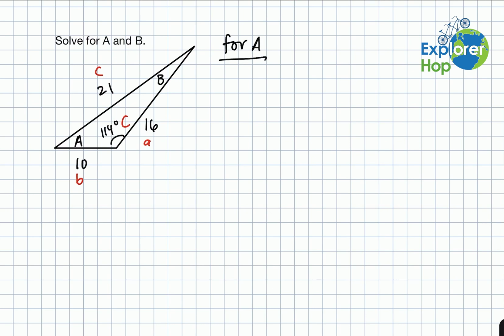Now the sine law tells us that the sine of angle A divided by the side length A is equivalent to the sine of angle B divided by the side length B, which is equivalent to sine of angle C divided by side length C. And let's plug in the values that we know.